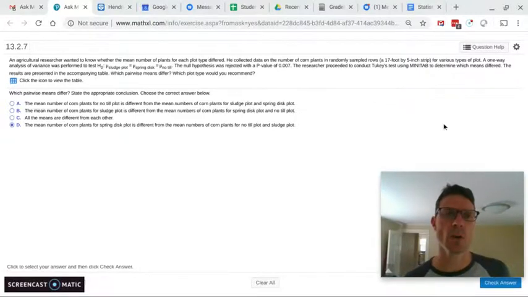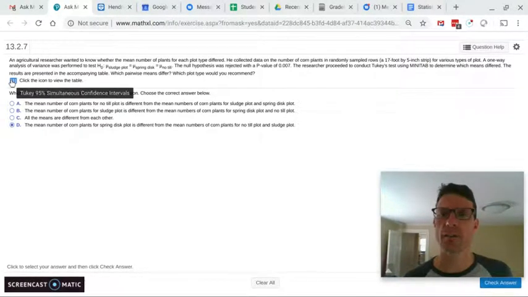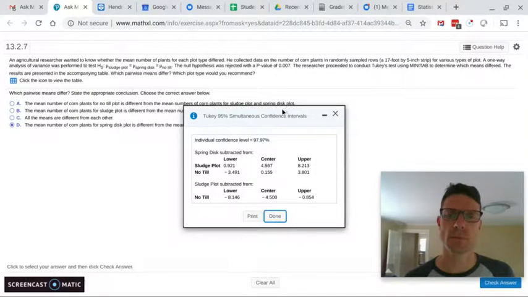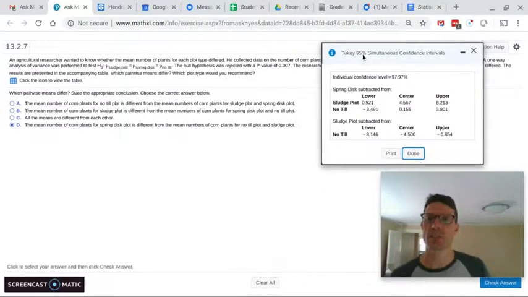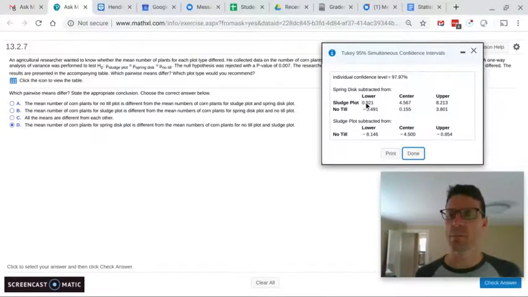Okay, so after he does, we don't actually have to do the Tukey test ourselves, but they give us a table of the results. And the Tukey test has confidence intervals, right, for each of the means done pairwise.